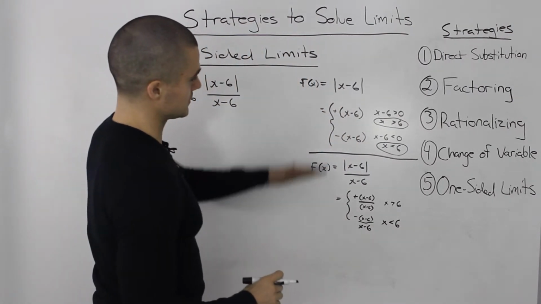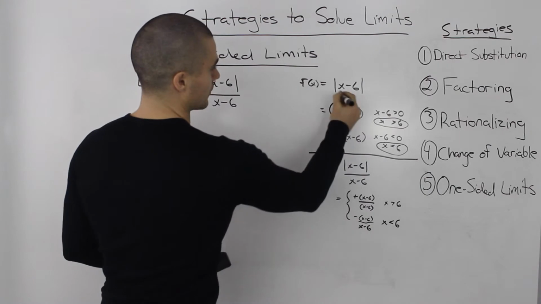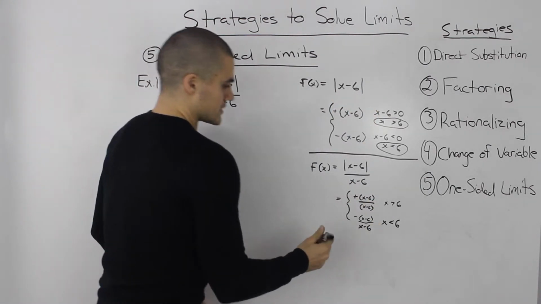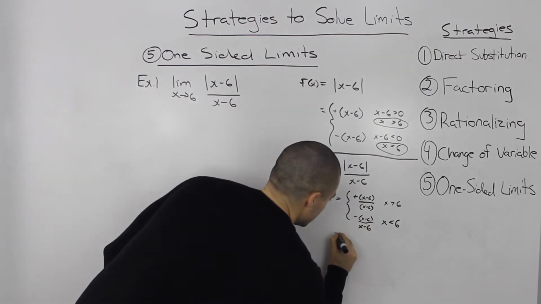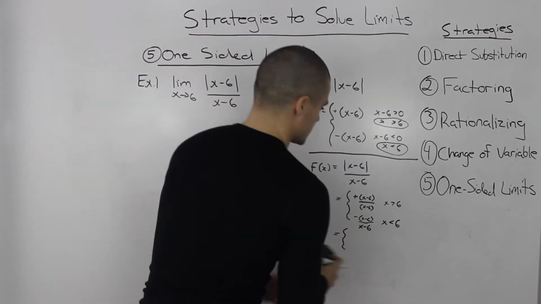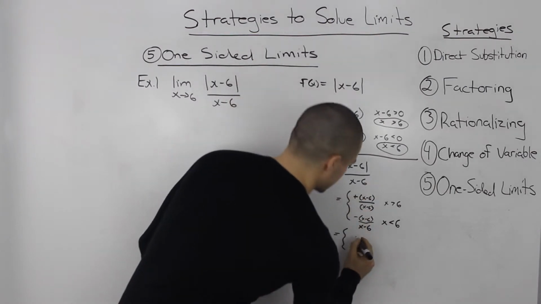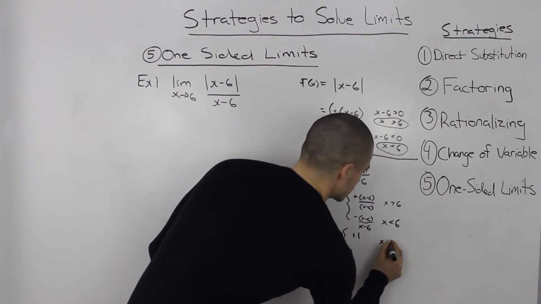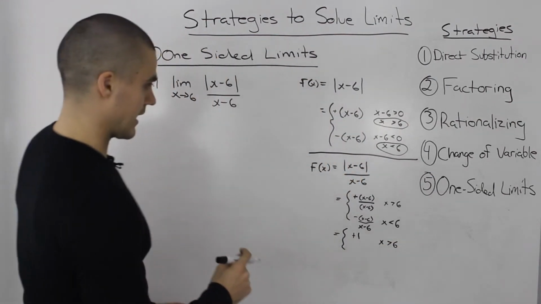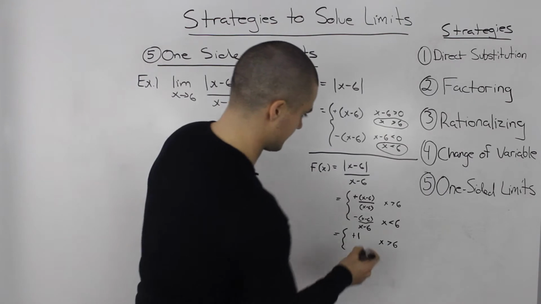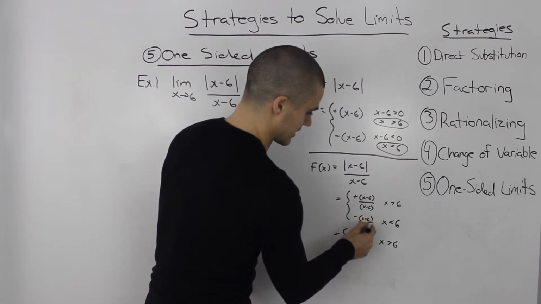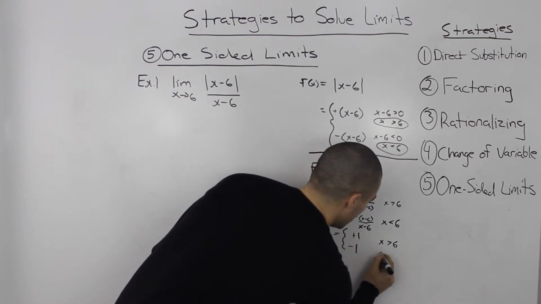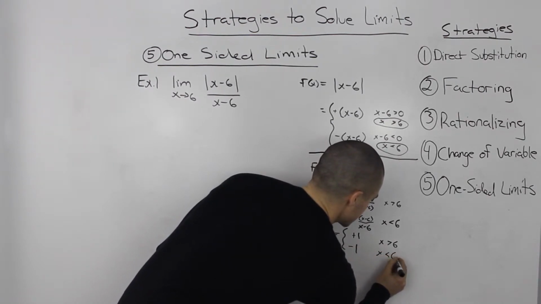So we're pretty much doing the same thing as we did here, except now we're going to have a denominator of x minus 6. So, we can simplify this. The numerator and the denominator cancel out, so we'll just be left with plus 1 when x is greater than 6. And here, these two x minus 6's can cancel out as well, and we'll just be left with negative 1 when x is less than 6.